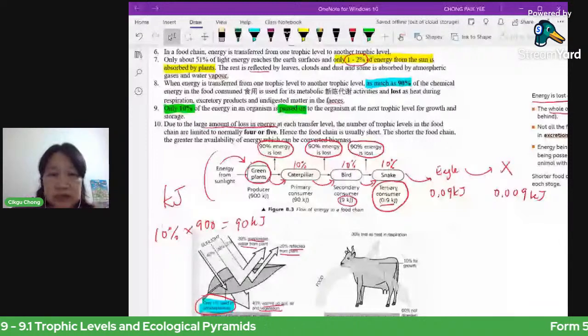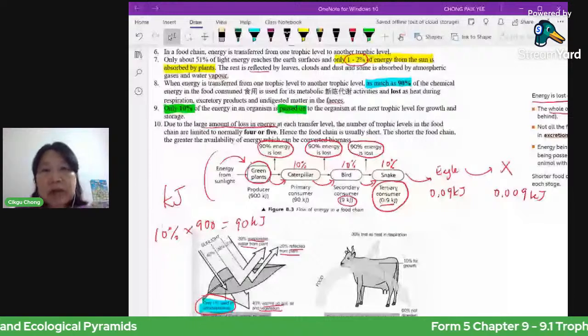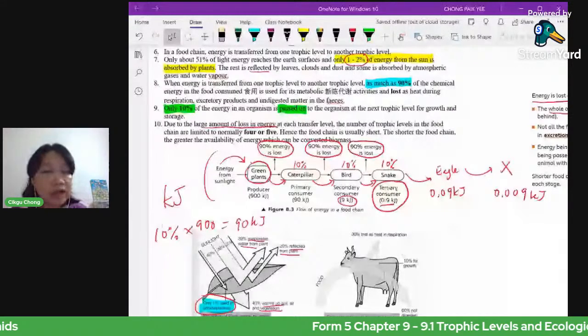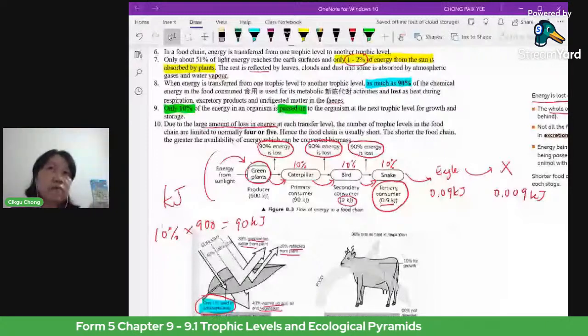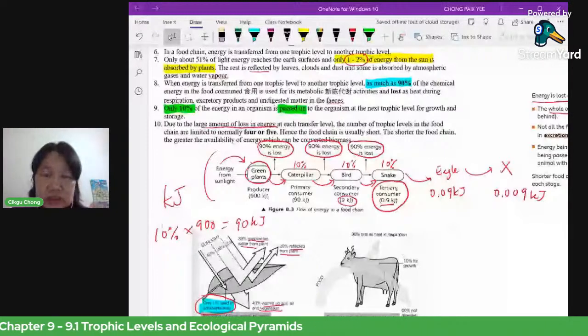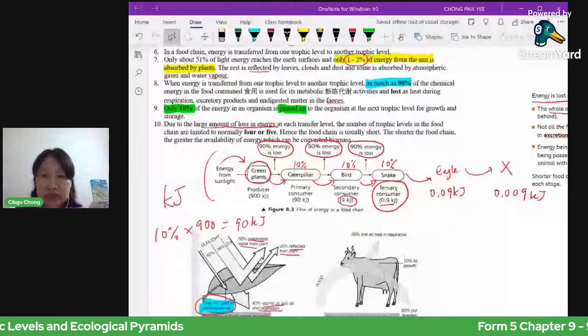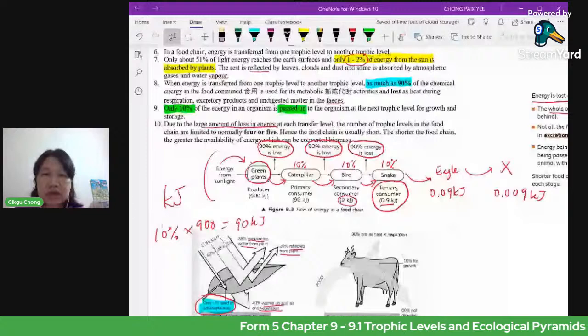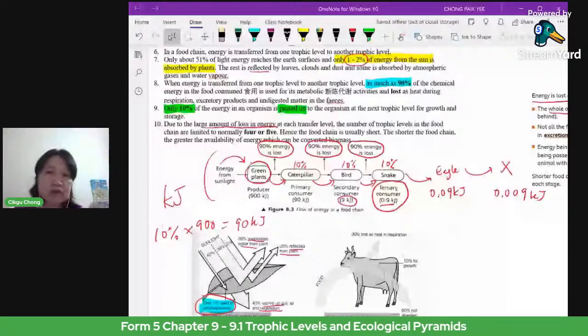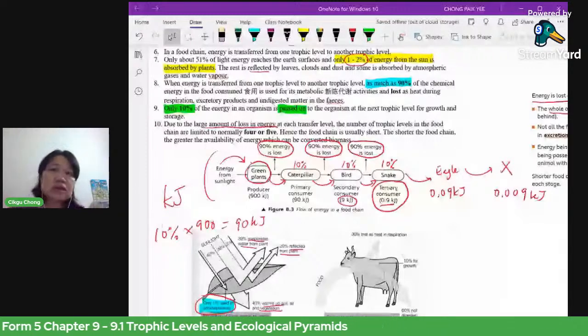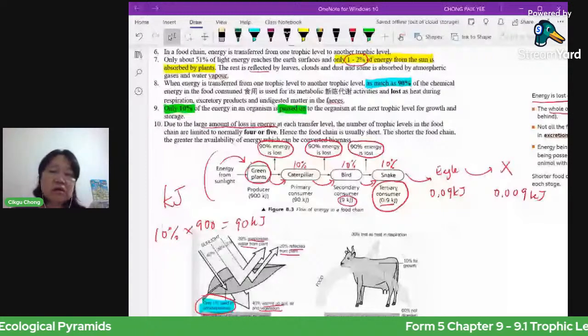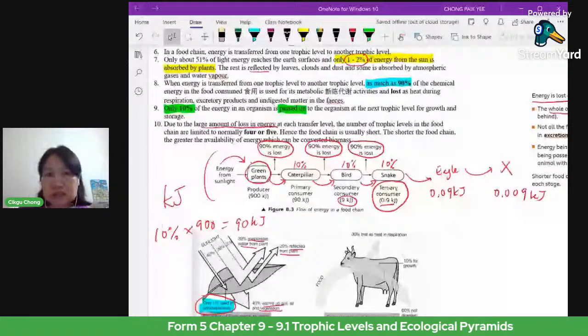This can be an exam question: why do food chains generally not have more than 5 trophic levels? I've already mentioned it. Because of the energy loss during transfer from one trophic level to the next trophic level. If you have a very long food chain, the organism at the end of the food chain will get very little energy from the food that they eat. Think of it, not getting anything. What for?